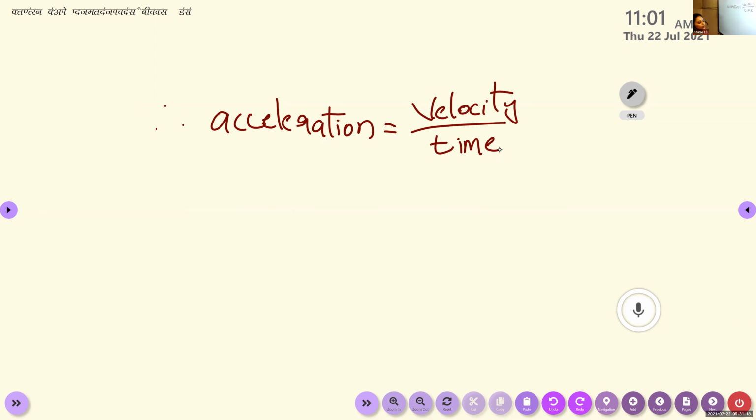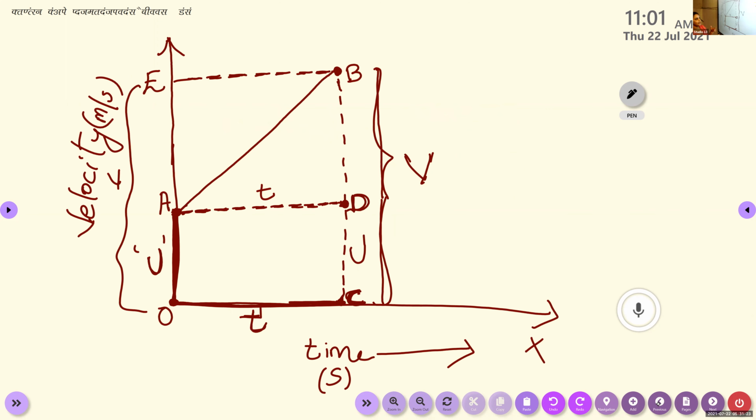Yes. And from the graph, how can you calculate the acceleration? From the velocity time graph, you can calculate acceleration by a method. Is it the area under the straight line, or the slope of the straight line? The slope of the straight line gives the acceleration. That is one of the uses of the velocity time graph. The slope of the velocity time graph gives the acceleration. And in the last class, we studied that the area under the velocity time graph gives displacement.